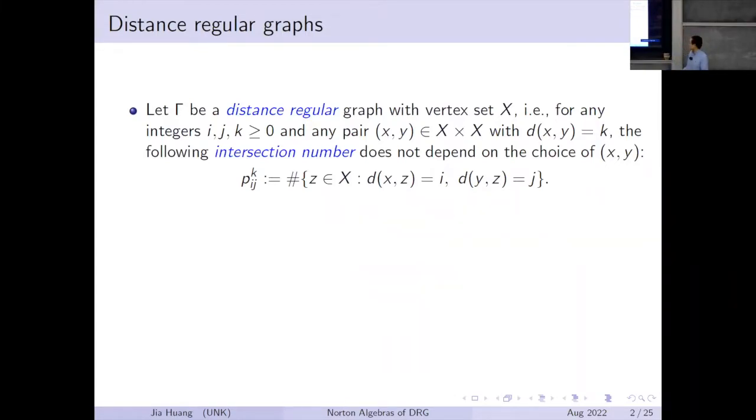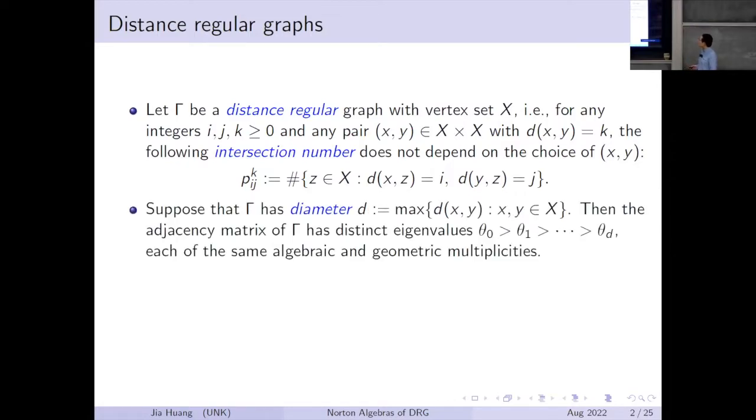Such a graph is called a distance regular graph, and the diameter is the maximum distance between any pair of vertices in this graph. Let's call this little d. We know the adjacency matrix of this graph has eigenvalues theta 0 to theta d, ordered decreasingly, and each of them has the same algebraic and geometric multiplicity. That means the matrix is diagonalizable.